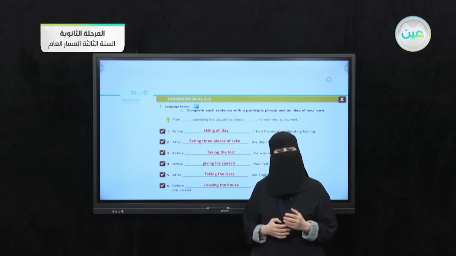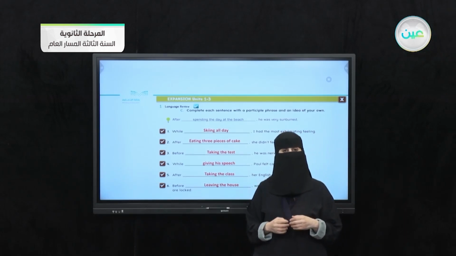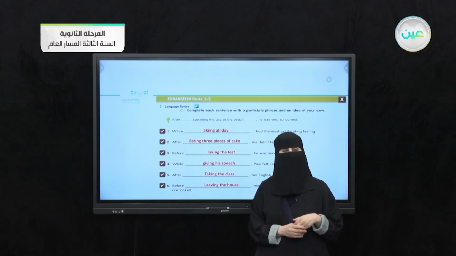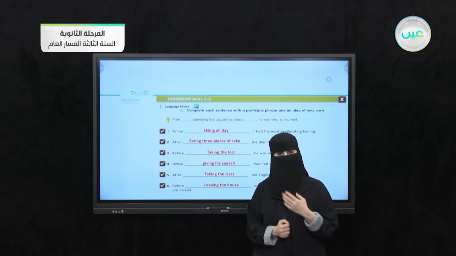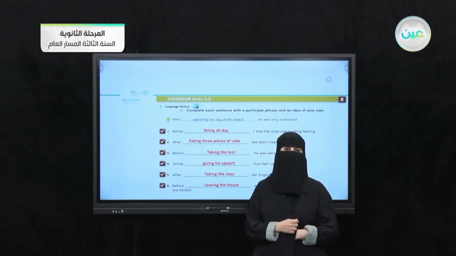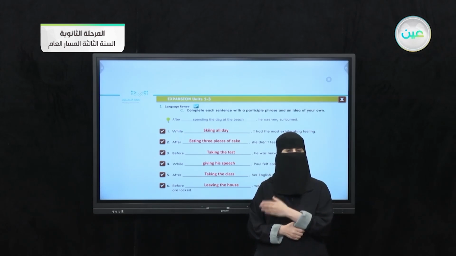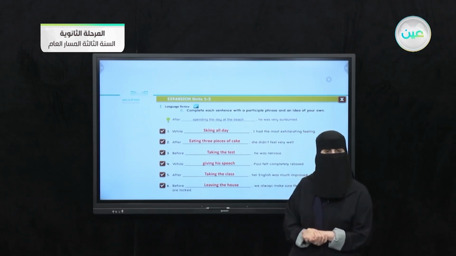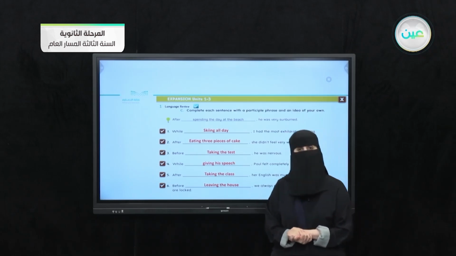If you need more review or more details about this grammar, you can review your pupil's book on page 8 for past modals, and on page 22 for the expressions so much, so many, so little, and so few. And the last thing, how to reduce the adjective phrases, is also on page 22 from Unit 2.